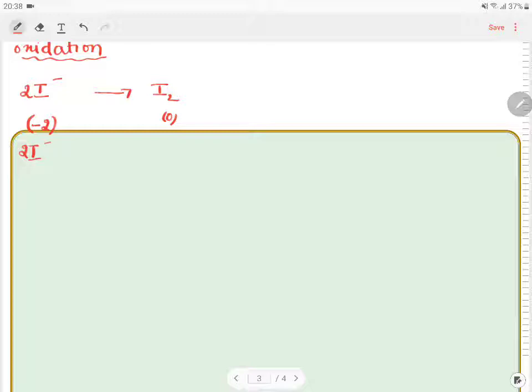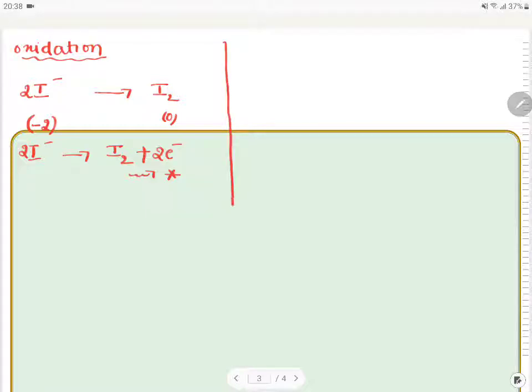2I minus giving rise to I2 plus 2 electrons. This is my equation. I'll write it as star. Then I'll write the reduction reaction.